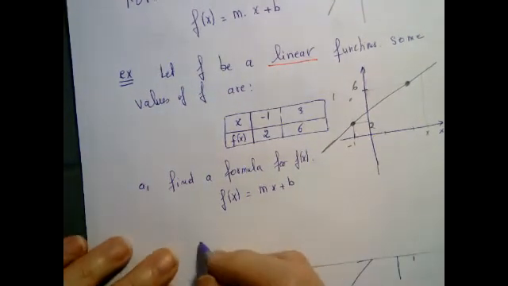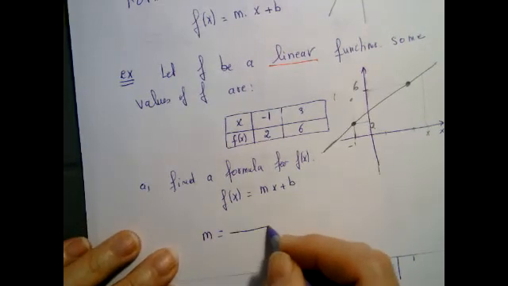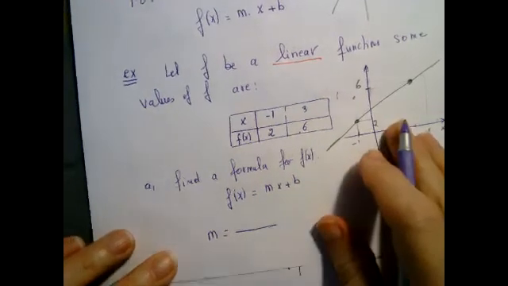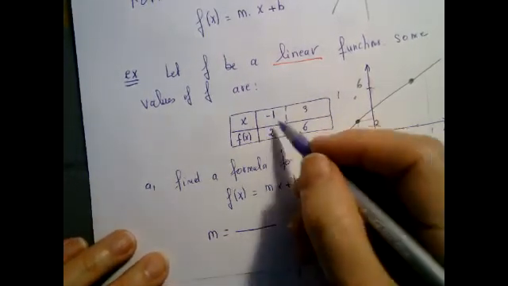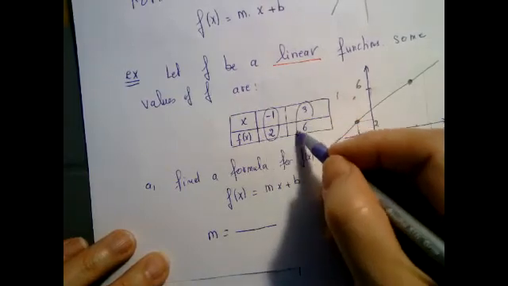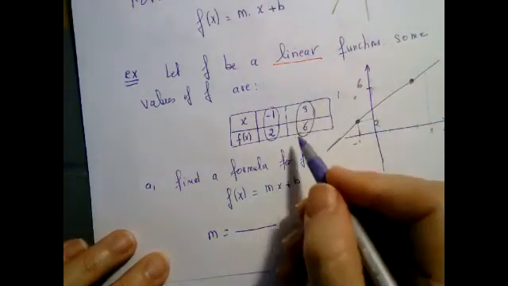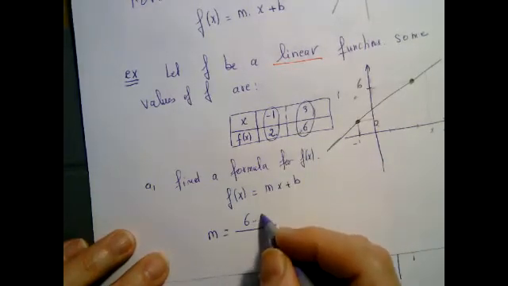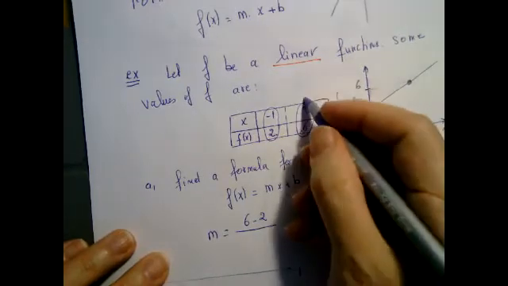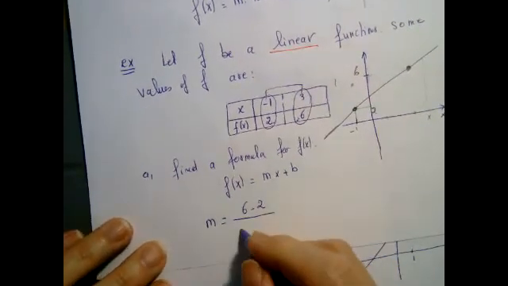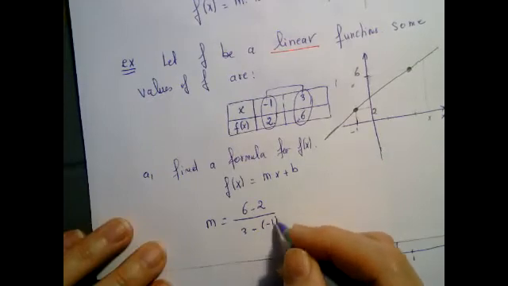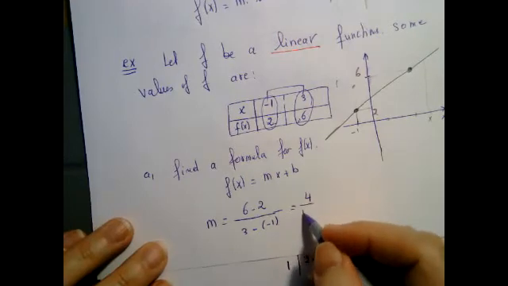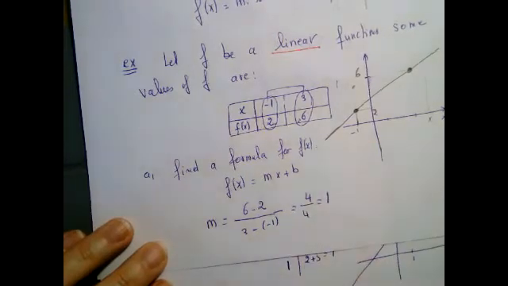So first I need the slope. What is m? The slope is, these are the 2 points. The 2 points I have are -1, 2, and 3, 6. So the slope is the change of the output. Remember, these are the output values. It's 6 minus 2 divided by the change here, which is 3 minus -1. It's going to give me 4 over 4, which is equal to 1. So my slope is 1.